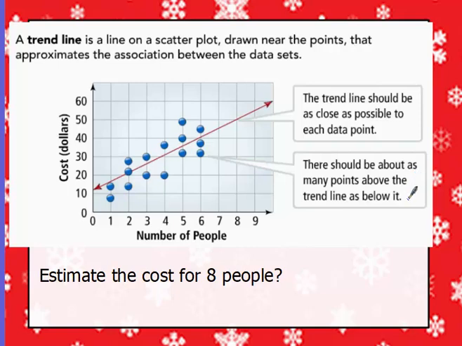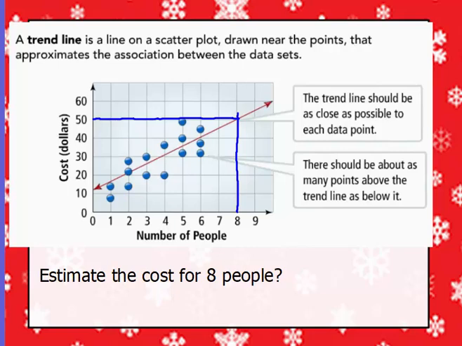So with this trend line in place, we can answer this question: estimate the cost for 8 people. This is number of people, this is cost in dollars. So I could come out here and look at 8 people, draw a line up and hit that trend line. Based on that, I could say that 8 people would cost about $50. And that's how you read a scatter plot. Okay, so let's keep going with this trend line idea.